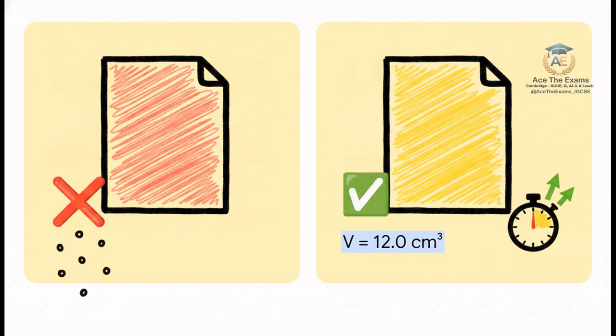Picture two answers containing the exact same underlying physics knowledge. The first is a painful 2 out of 10. The student writes, volume is 12, density is 2. Now obviously they know the basic idea, right? But they are absolutely bleeding marks.